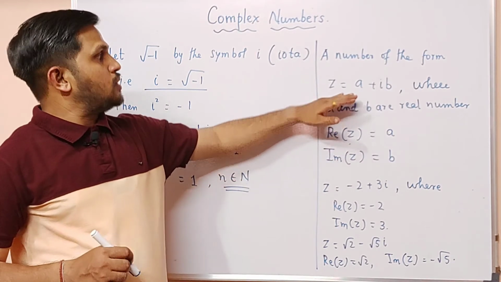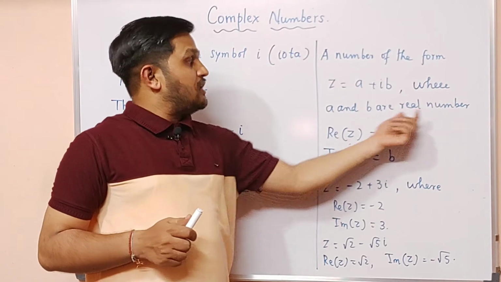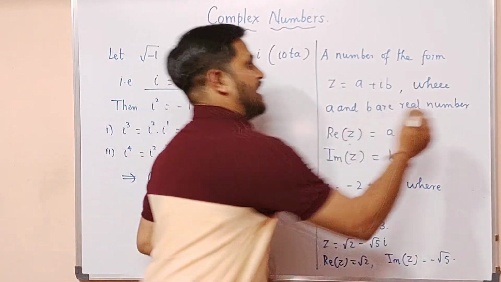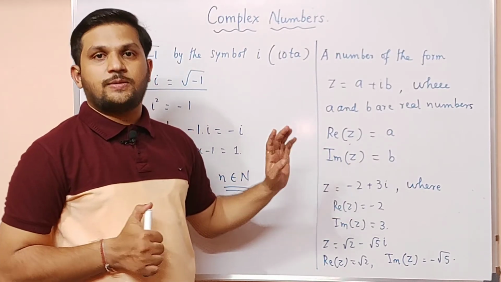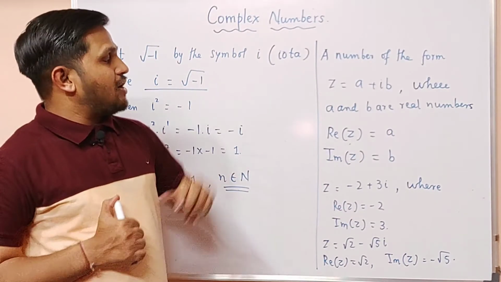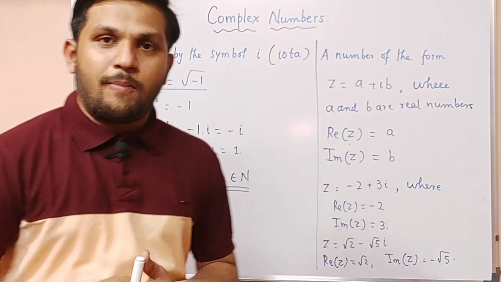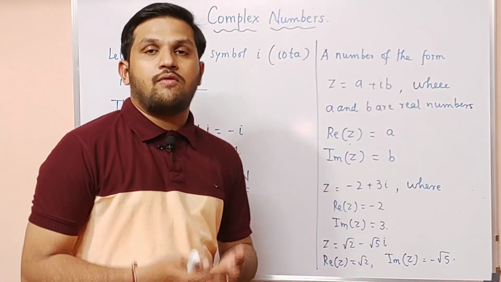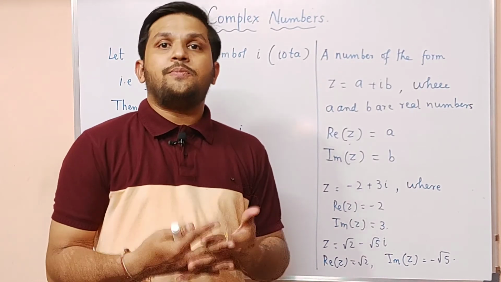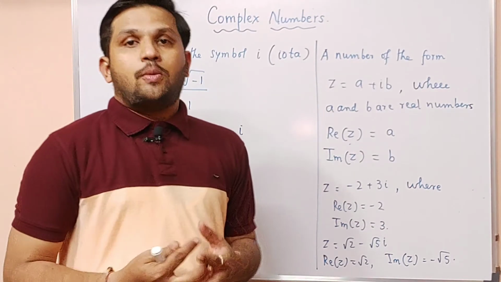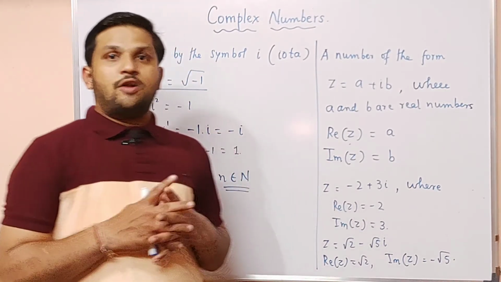So we understood a number which is of the form a plus ib, where a and b are real numbers. Once you understand what a complex number is, the next concept comes: suppose two complex numbers are given. If two complex numbers are equal, what is the implication of it? Next we need to learn about the algebra of complex numbers, and what the geometrical representation, the geometrical meaning, of complex numbers is. That we will observe.